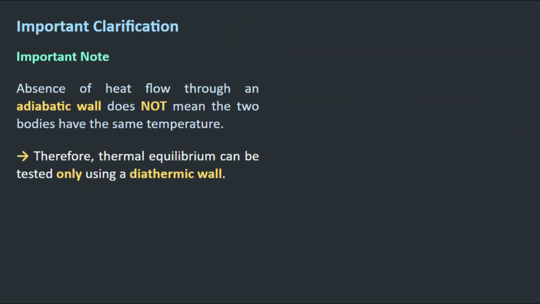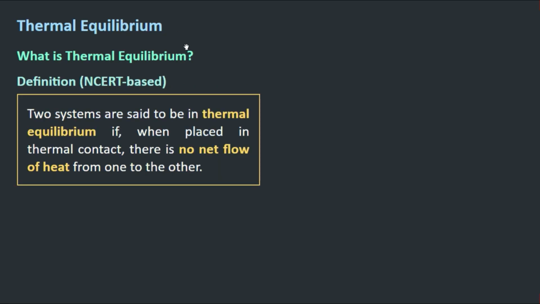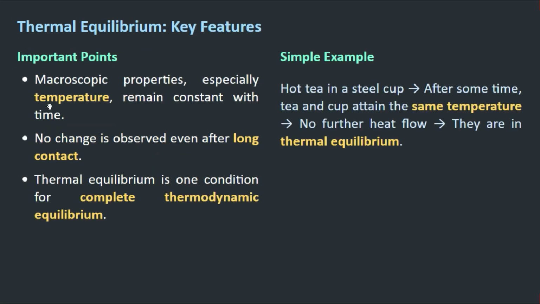Okay, so let me go through the slides. Before we start off with the first law, we need to learn two to three words. One is thermal equilibrium. That's the main thing. Two systems are said to be in thermal equilibrium if, when placed in thermal contact, there is no net flow of heat from one to the other. Right? First thing. Next, an important thing about thermal equilibrium is that temperature will remain constant with time, and there's not much change observed for a longer duration after longer contact.